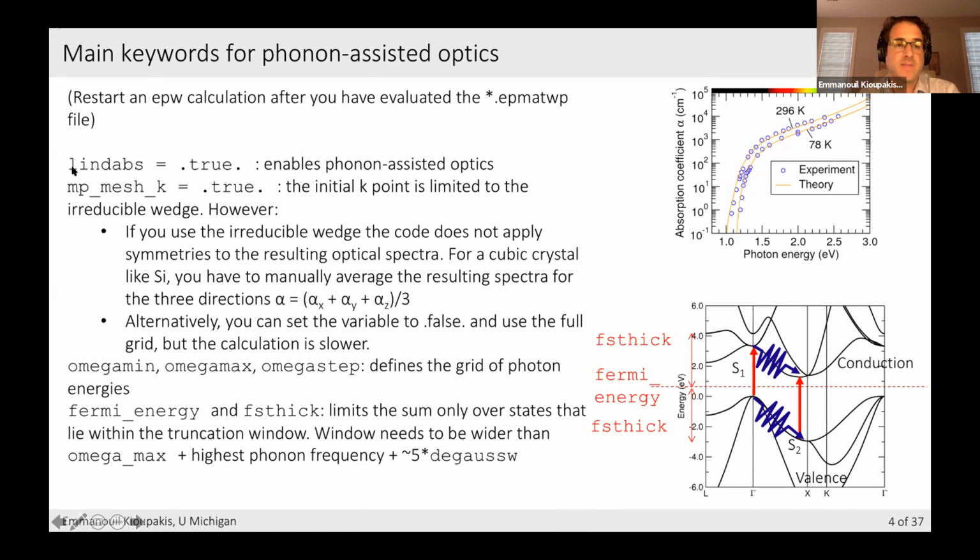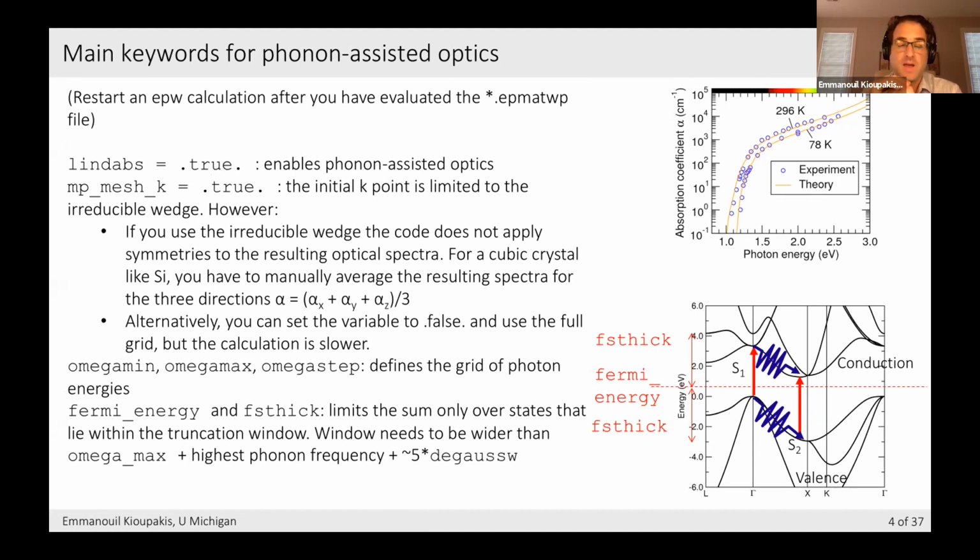So the first flag is the logical flag for indirect absorption, which is equal to true, and that will call the subroutine for phonon-assisted optics. That's the first thing you need to do. The second thing is you have two choices with regards to the grids. Either you can use your K and Q points on the full grid, which is the right thing to do, or you can exploit symmetries and reduce one of the grids, in this case the K grid for the initial state of the electrons, to the irreducible wedge.